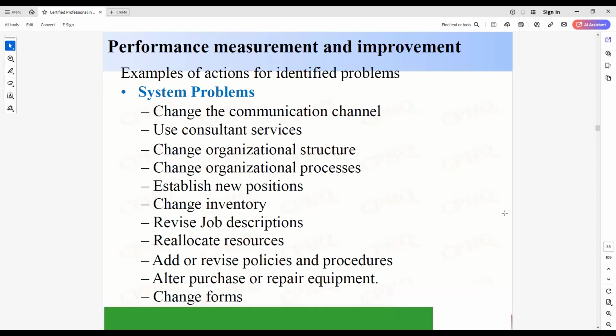Okay, who can tell me what are the system problems that can impact the care or the quality of the services?